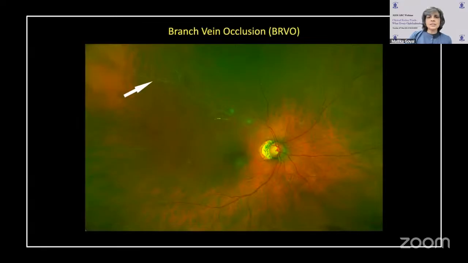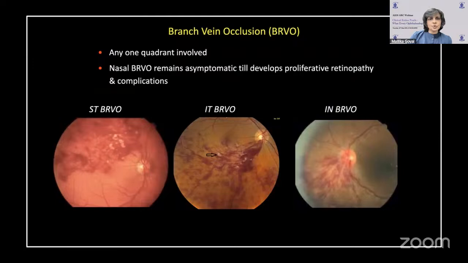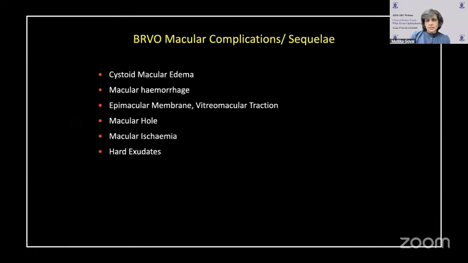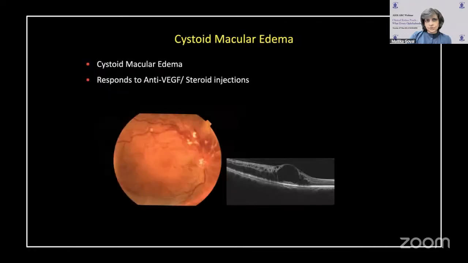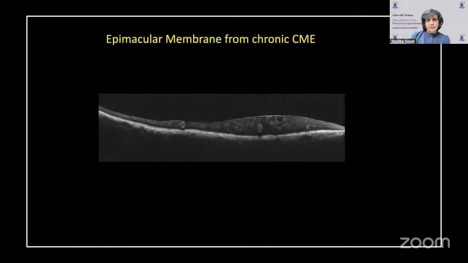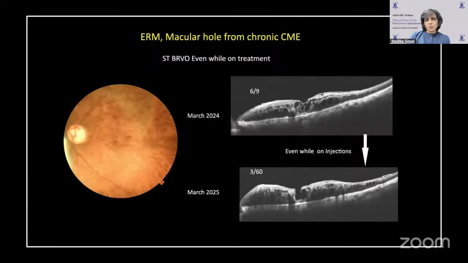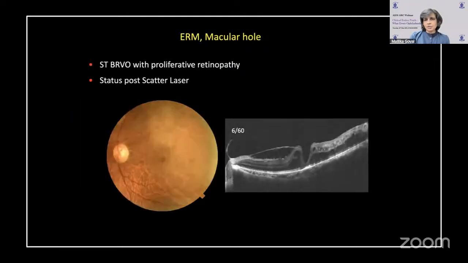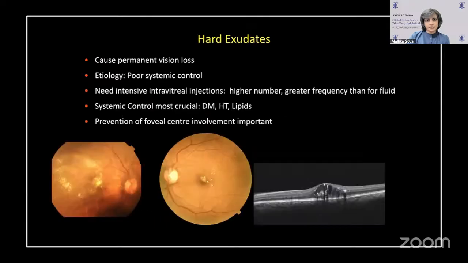Branch retinal vein occlusion could be in any one of the 4 quadrants. The nasal BRVO remains asymptomatic until it develops proliferative retinopathy and serious complications. The macular complications of branch retinal vein occlusion include cystoid macular edema, which responds to injections, macular hemorrhage, epiretinal membrane in chronic untreated cystoid macular edema, and even macular hole from chronic macular edema. This is a patient who was being treated regularly with anti-VEGFs, but despite that went on to develop a macular hole with sudden drop in vision. And again, epimacular membrane and macular hole in a patient with BRVO.